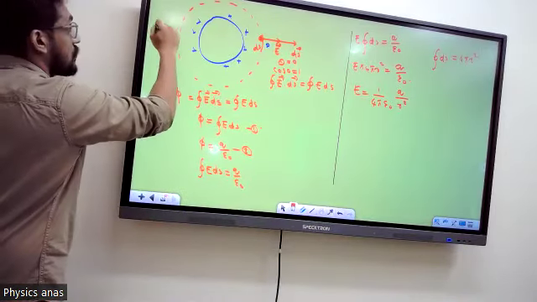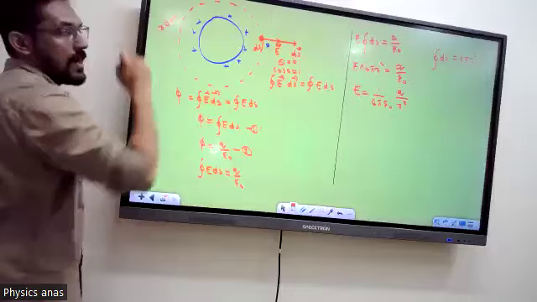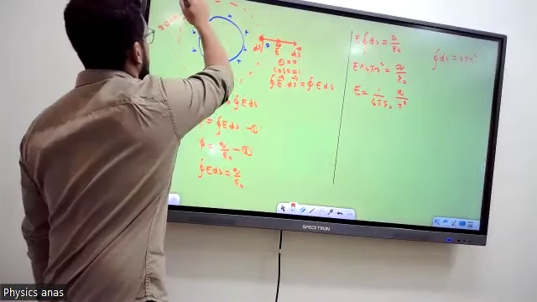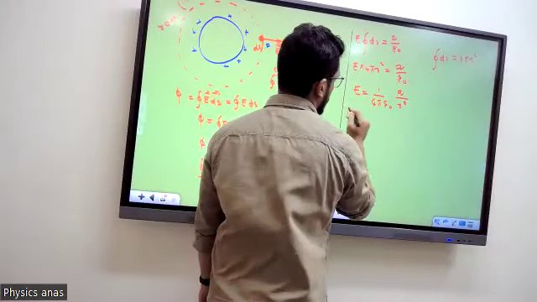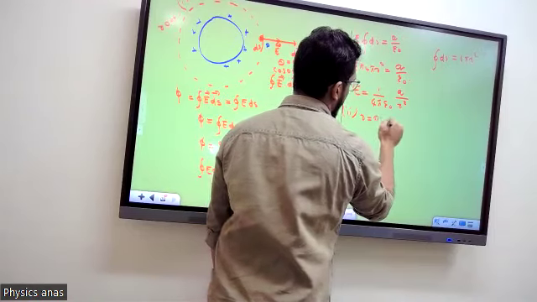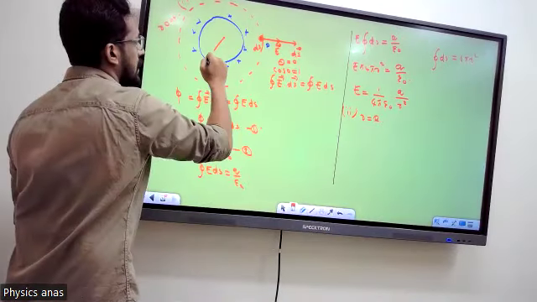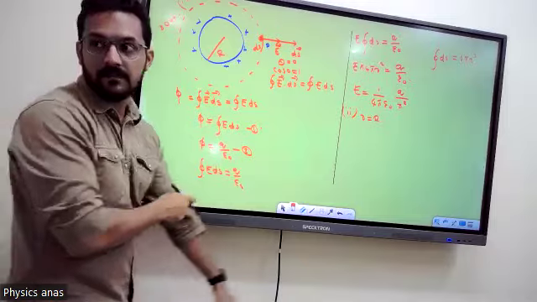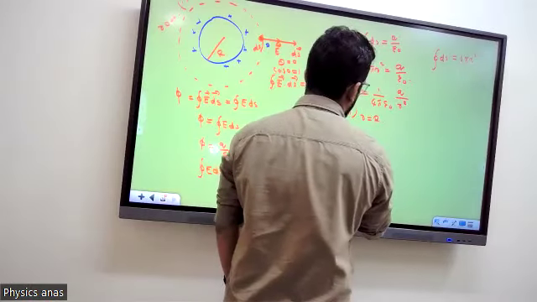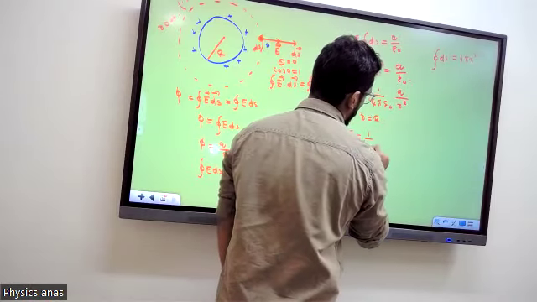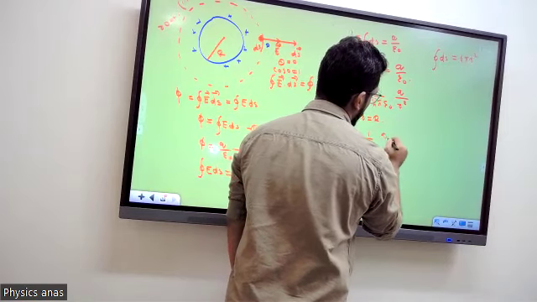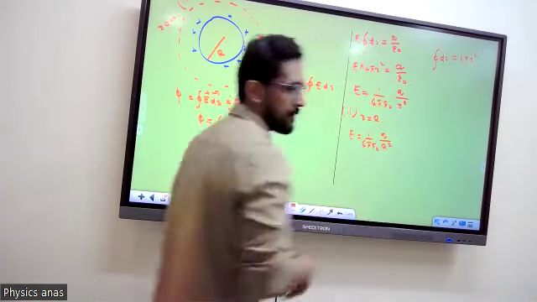If r is outside, that's the first case. And the second case is what? If r is equal to capital R. What is capital R? The radius of the sphere. If r is equal to capital R, E will be 1 by 4 pi epsilon naught q by capital R square.